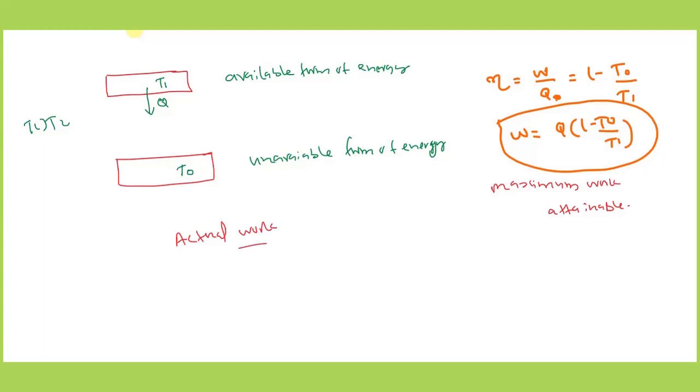If you consider a practical engine, there will always be conduction, radiation, etc. So the temperature of the working substance will not be at T1 Kelvin. There will always be some loss of heat. So instead of T1 Kelvin, suppose the temperature reduces to T2 Kelvin. Heat is lost by conduction or radiation, etc., and the temperature in the cylinder is reduced to some T2 Kelvin. And this T2 is always less than T1.